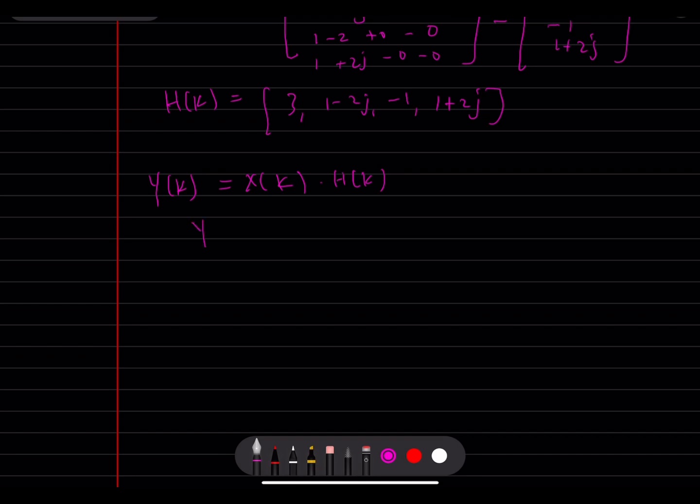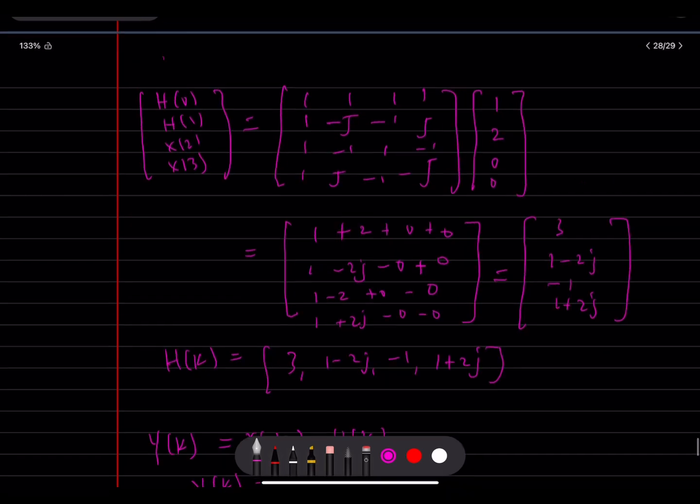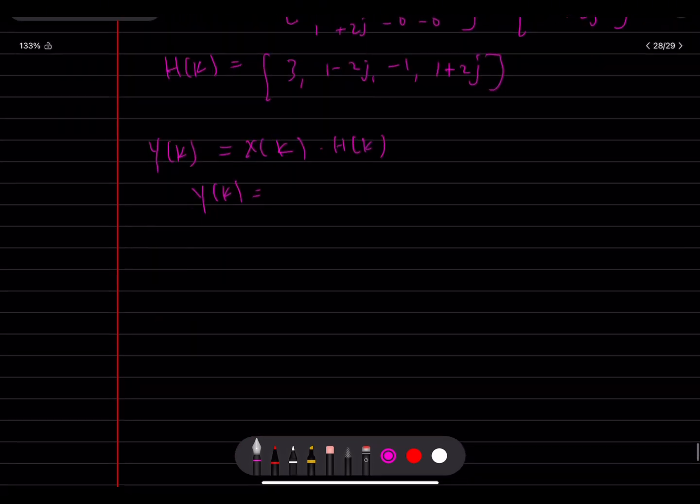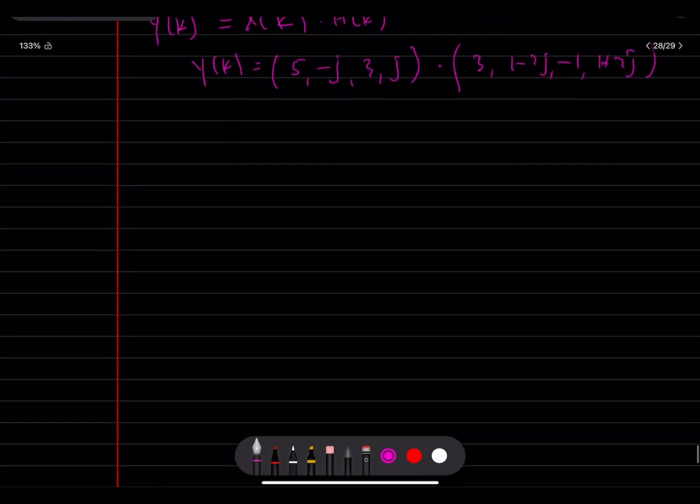So then our y of k is equal to, for the x of k, we got 5, negative j, 3j, and then multiply by, convolution in the time domain is multiplication in the frequency domain, which is 3, 1 minus 2j, negative 1, 1 plus 2j. And at the end of the day, we need to multiply them together to get the value that we want.